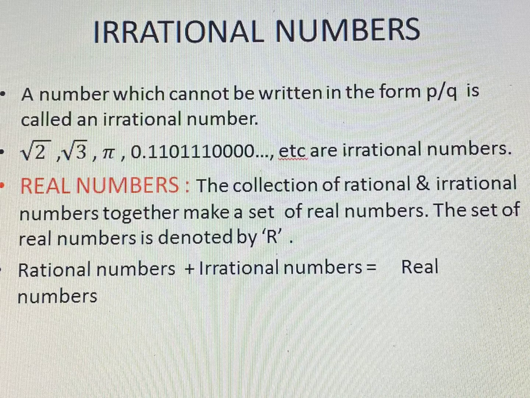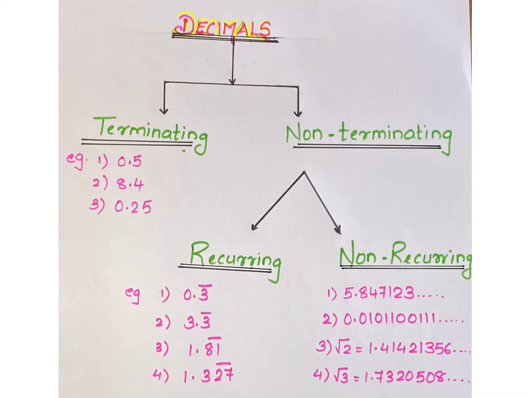Now, what are real numbers? The collection of rational numbers as well as irrational numbers together make a set of real numbers, and this set of real numbers is denoted by R. So real numbers equal rational numbers plus irrational numbers, meaning all the numbers are included in the set of real numbers. Decimals can be classified into two types, terminating and non-terminating.